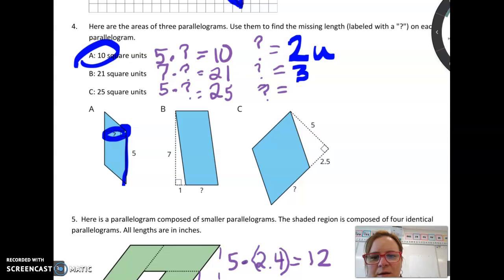7 times 3 is 21. And so the base has to be 3. But do you see this? They labeled that little part a 1. I'm not sure why. I think it's just to trick you into thinking maybe that's a number that we're supposed to use. Stay with what you know.